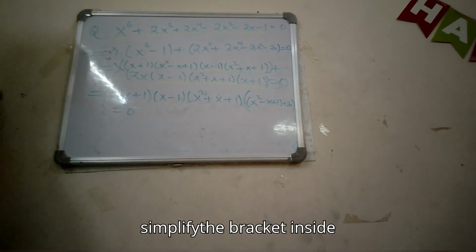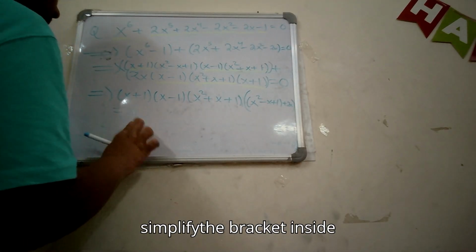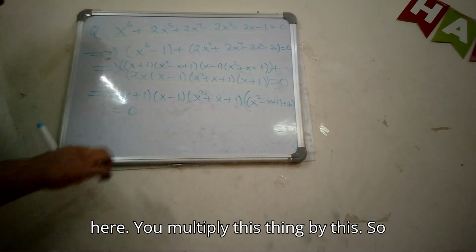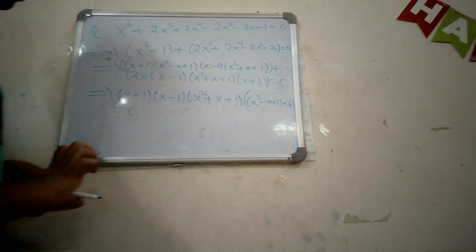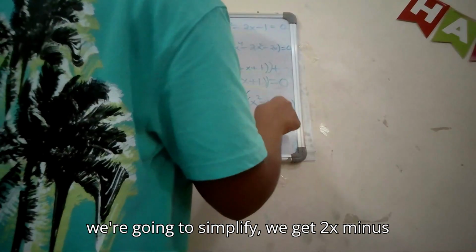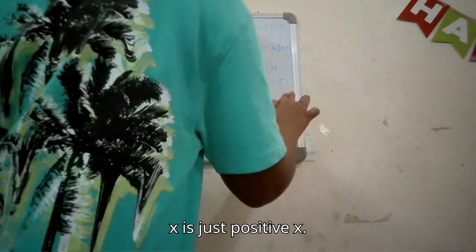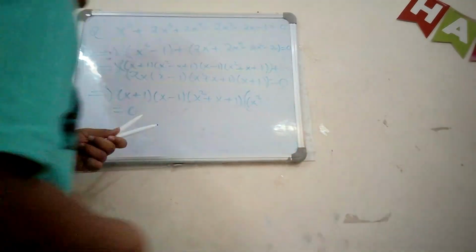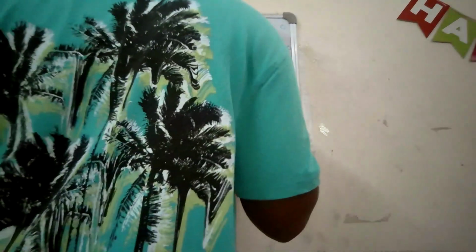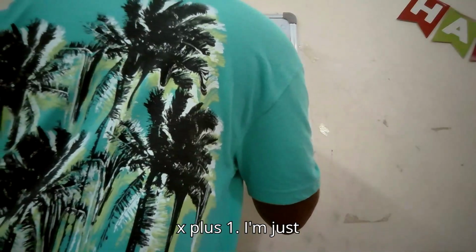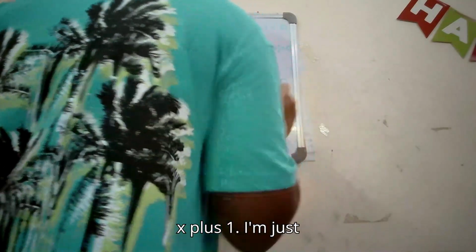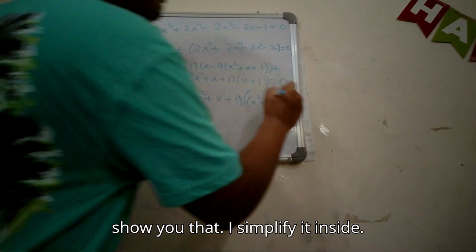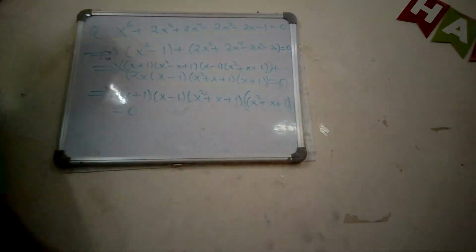Now we can see that we can simplify the bracket inside here. We multiply this thing by this. So when we simplify, we get 2x minus x is just positive x. So we actually get x squared plus x plus 1. I'm just keeping the brackets like this so I can show you that I simplified inside.